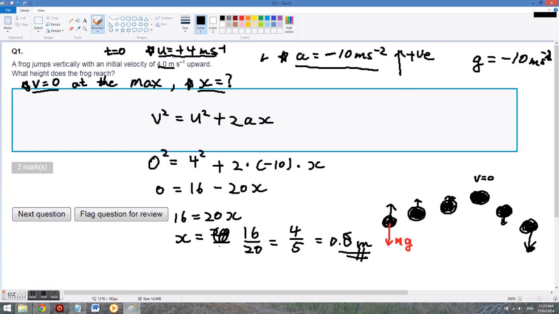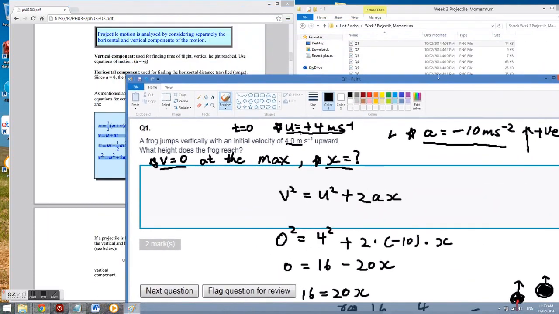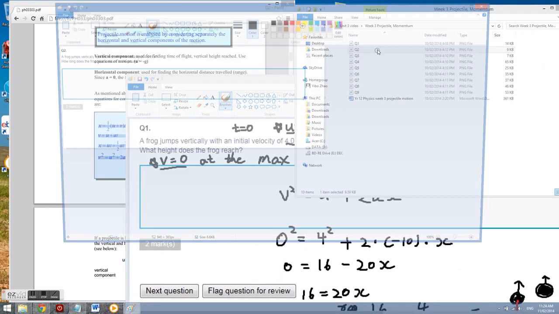Now, the trick for this is just remember gravity is always minus. Now, have a look at the next question.